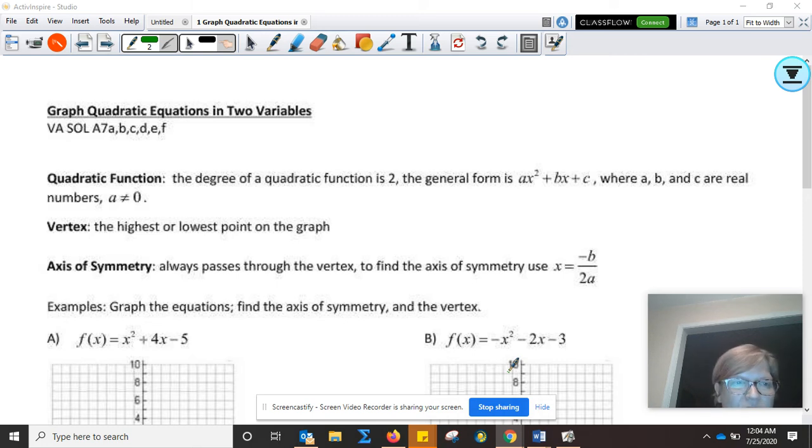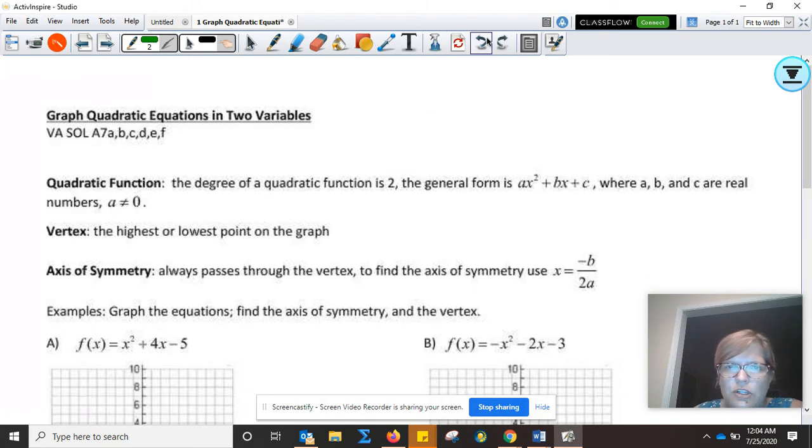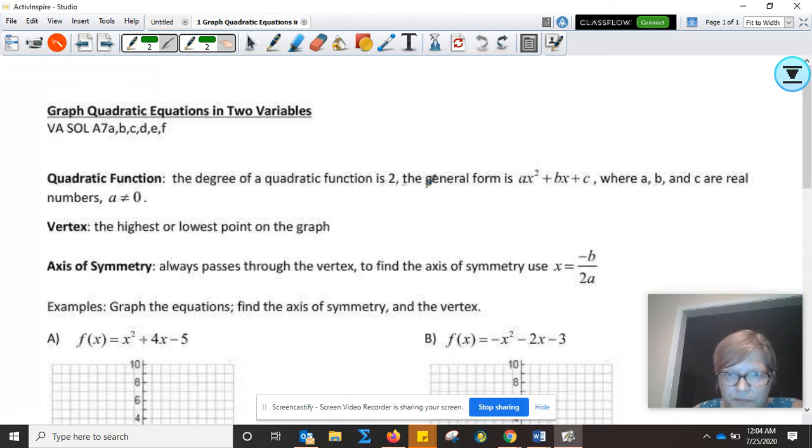Hi, in this video, what we're going to do is graph quadratic equations in two variables. So a quadratic function, the degree of the quadratic function is 2. That means it's raised to the second power, and that's the largest power in there. The general form is ax squared plus bx plus c, where a, b, and c are real numbers, and a is not equal to 0.